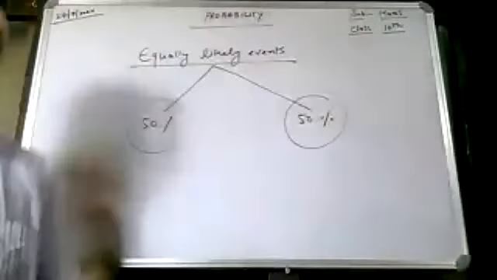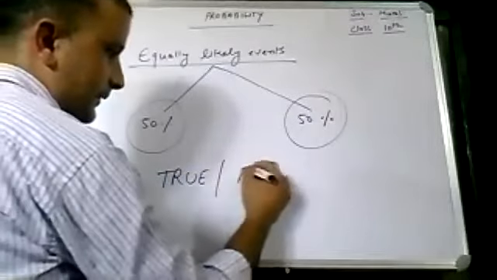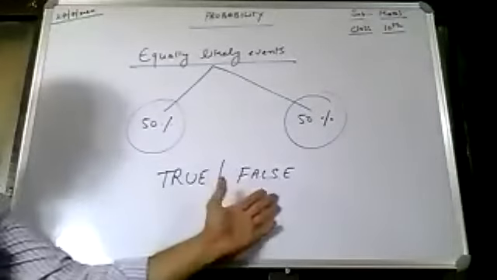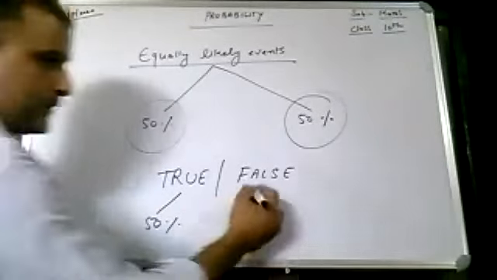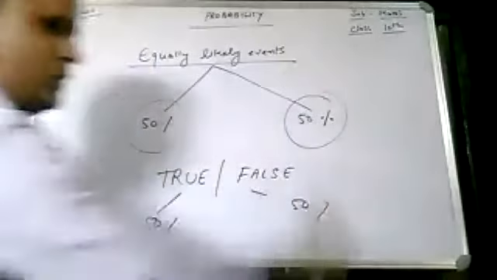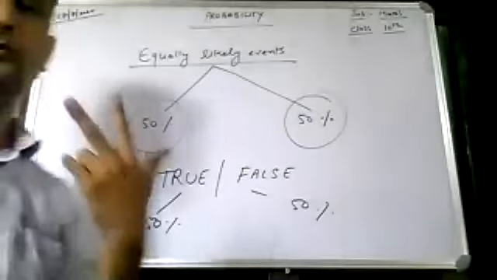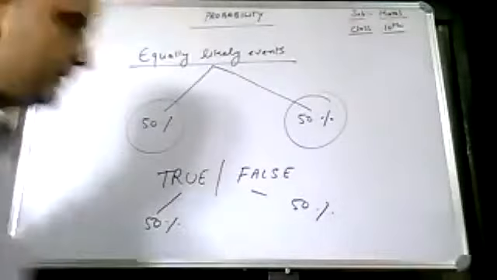Clear? For example, suppose I have a true false question. Either the answer is true or the answer is false. So there is 50% probability that the answer is true, and 50% probability that the answer is false. Such events are called equally likely events. Clear? If only two outcomes are possible and both are equally likely. Clear? Now read the question, children.